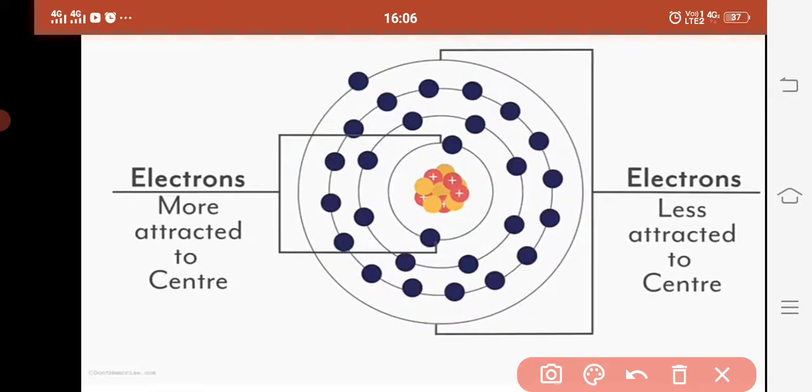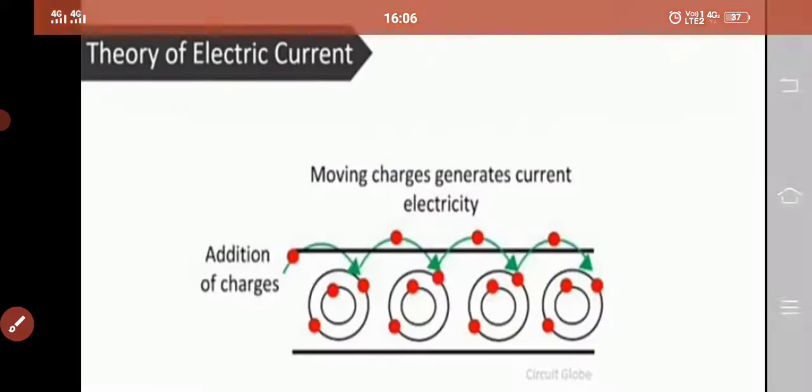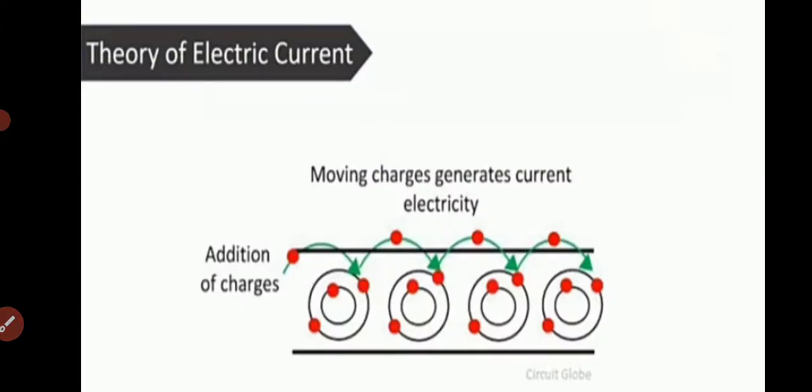Therefore, the electrons which are very far from the center, that means which are loosely held to the nucleus, are free to revolve, and thus we can say that electrons which are free to revolve are known as free electrons, and these free electrons are only responsible for the generation of electricity. So, in order to understand how these free electrons generate electricity, we can have its description in the theory of electric current.